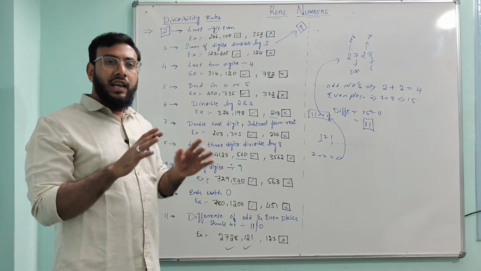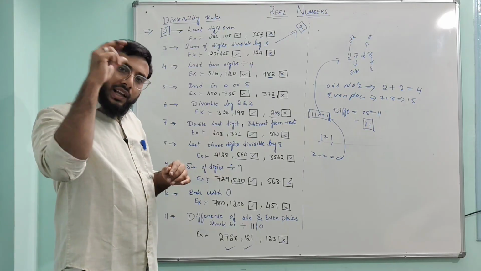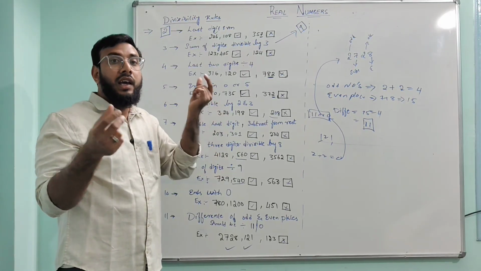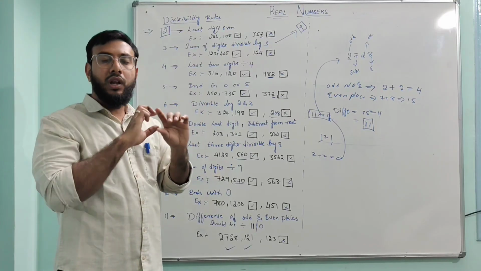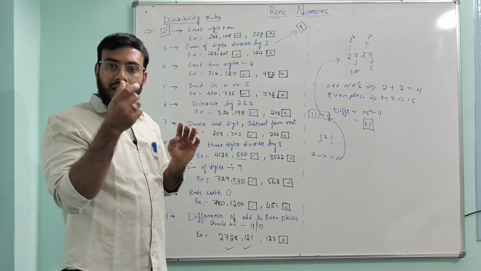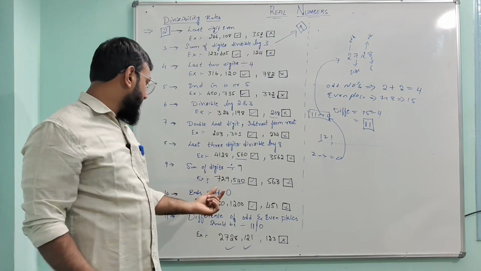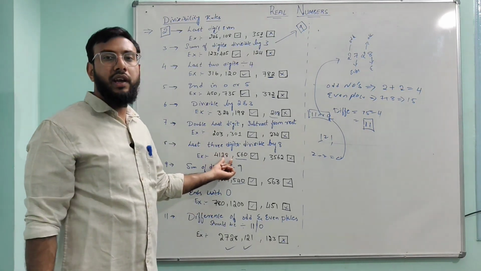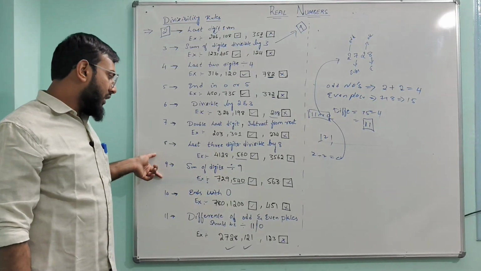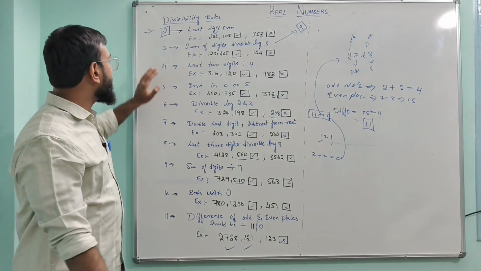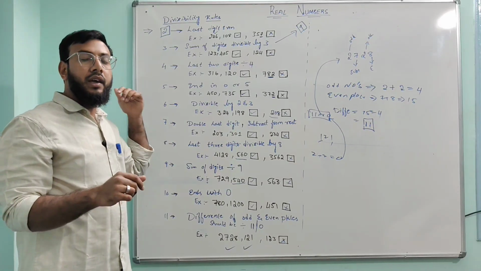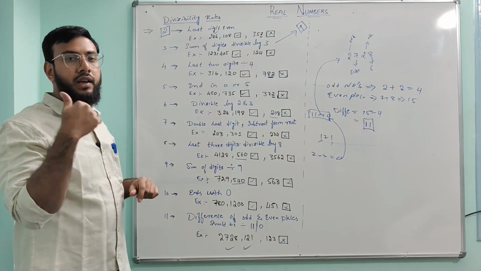7 is a little tricky, but it's very easy. Double the last digit and subtract it from the remaining digits. If that number is divisible by 7, the whole number is said to be divisible by 7. 8 is also easy. Take the last 3 digits. If they are divisible by 8, the whole number is said to be divisible by 8. 9 is also easy. Sum of all the digits, similar to 3. If that sum is divisible by 9, the whole number is said to be divisible by 9.